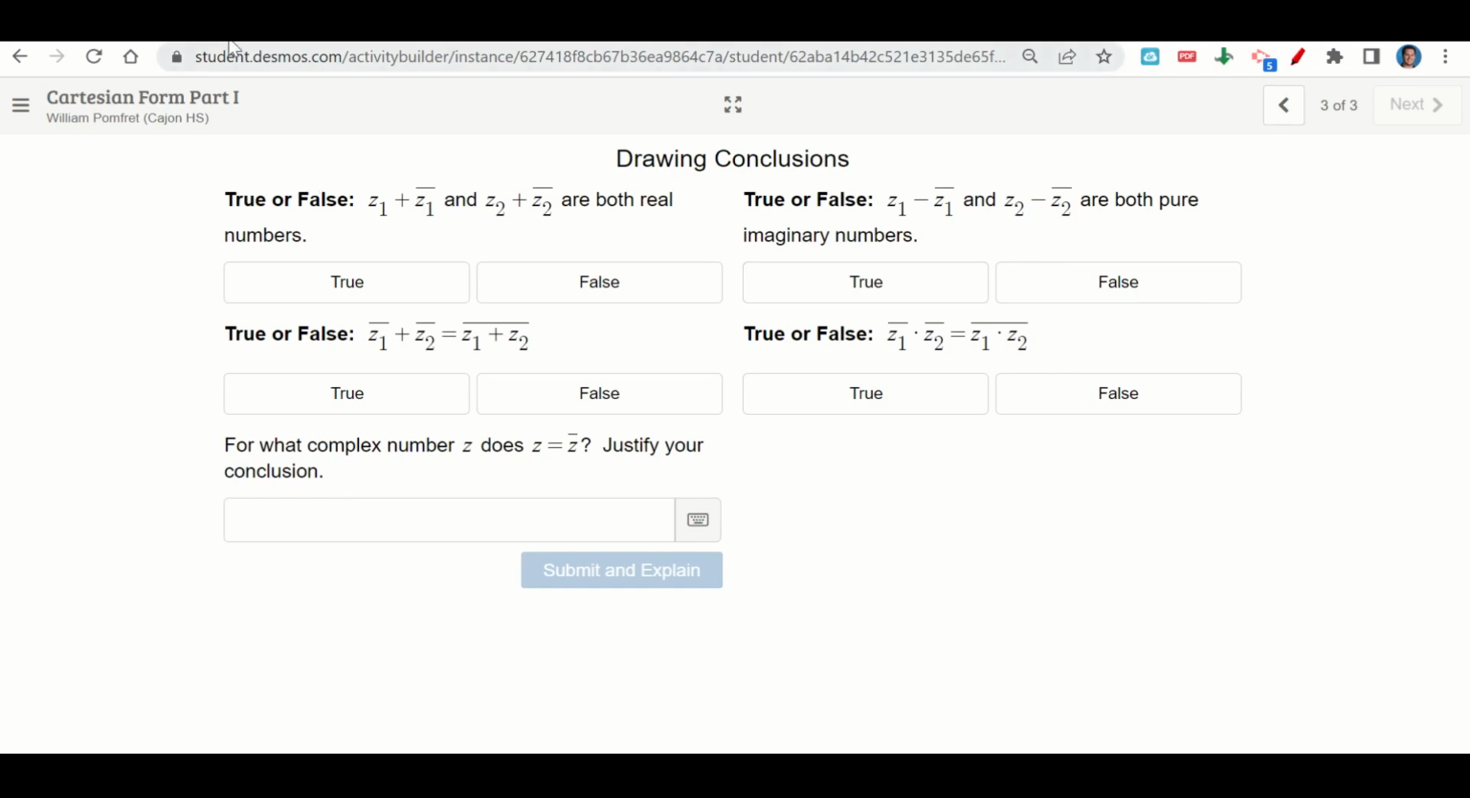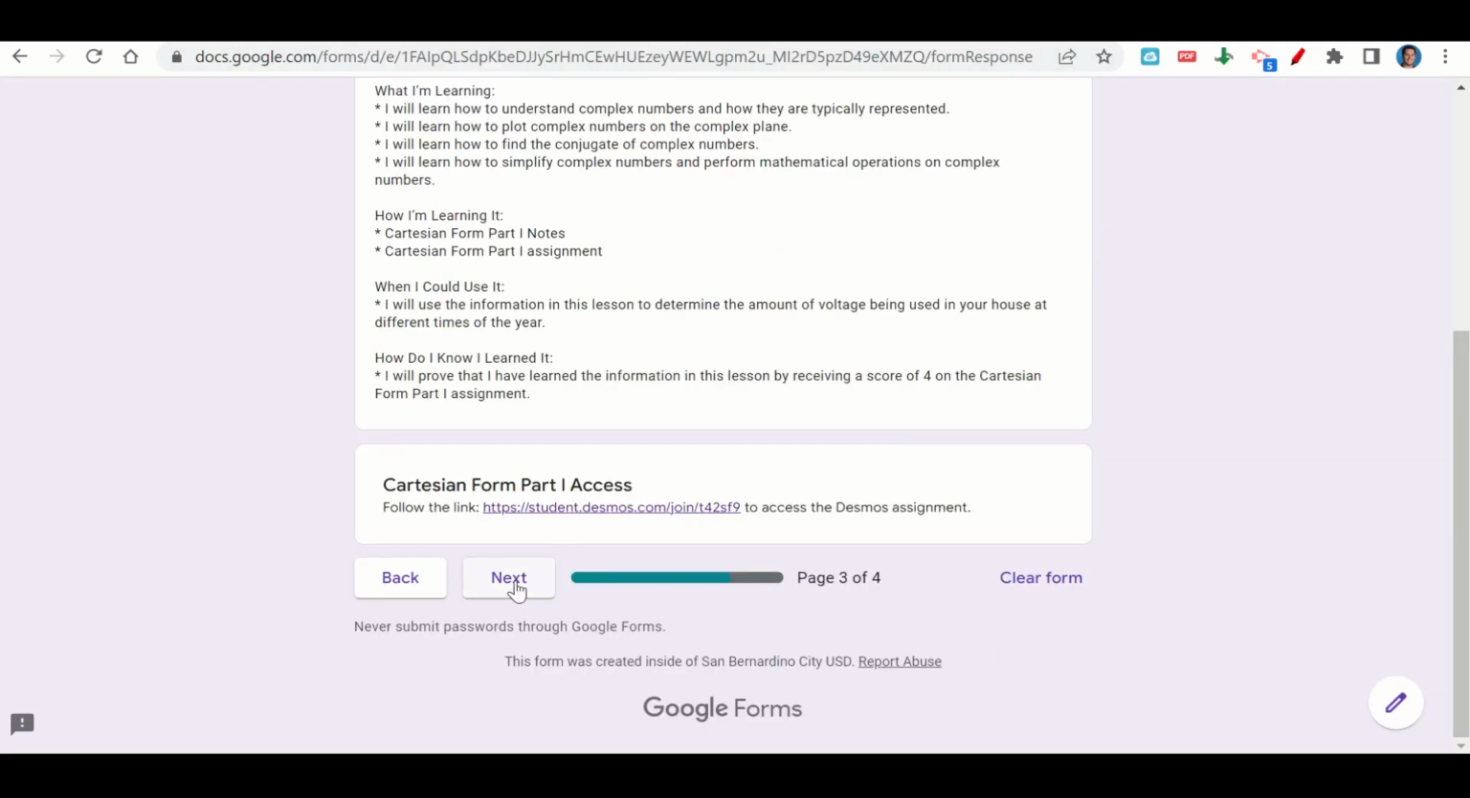And then when you're done with that assignment, you'll go back to your Google form and click Next. This will take you to your Before You Go. Go ahead and fill out your Before You Go and then submit your work on Google Classroom.